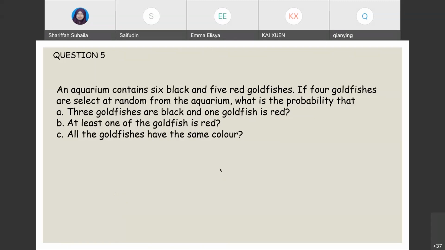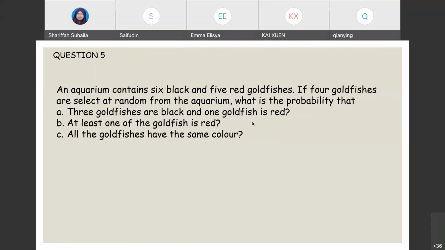Okay, semua dapat jawapan dia? Okay, here, the aquarium contains 6 black and 5 red goldfish. So you want to choose 4. So 4 goldfish are selected at random from the aquarium. So you want to choose 3 black and then 1 goldfish is red.